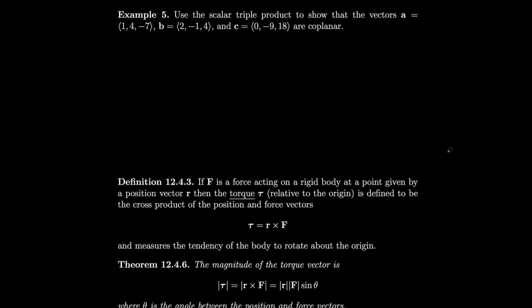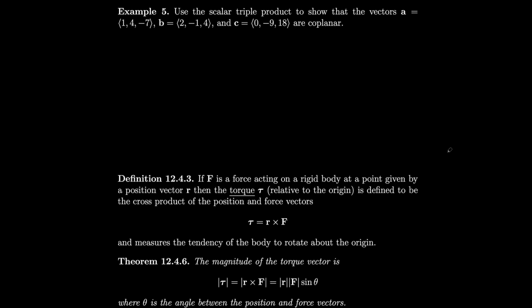How about we take the scalar triple product and show that the vectors A, B, and C are coplanar. So we'll take A dot B cross C. And that's just going to be the cross product determinant where A is on the top row instead of i, j, k. So 1, 4, minus 7 goes on top, 2, minus 1, 4 goes in the middle, and 0, minus 9, 18 goes in the last row.